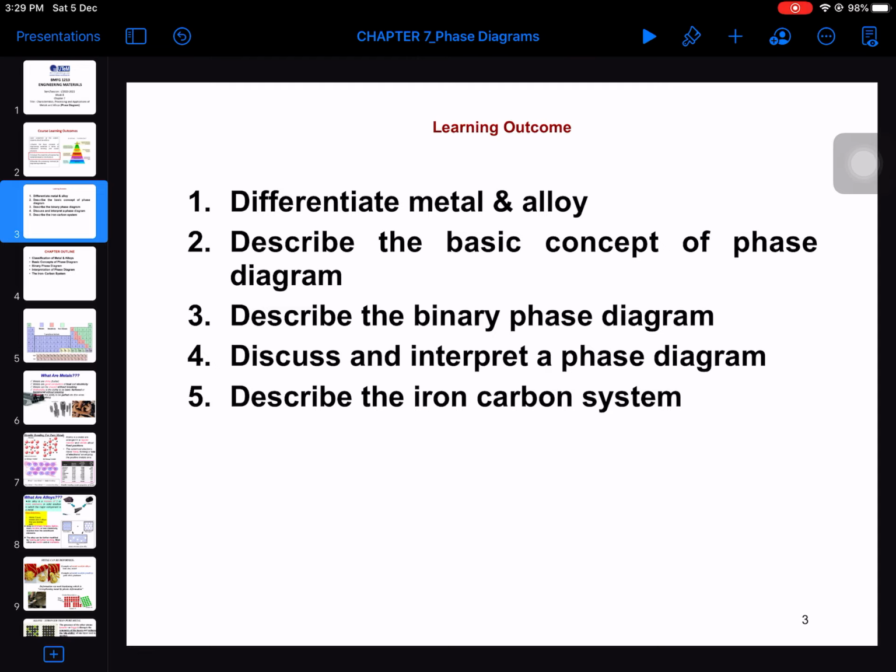So listed here are the learning outcomes that we are going to cover. The first one is to differentiate metal and alloy. The second one is to describe the basic concept of phase diagram. Next is to describe the binary phase diagram. Then it follows with the discussion and interpretation of a phase diagram. And lastly, we're going to look at how to describe the iron-carbon system.